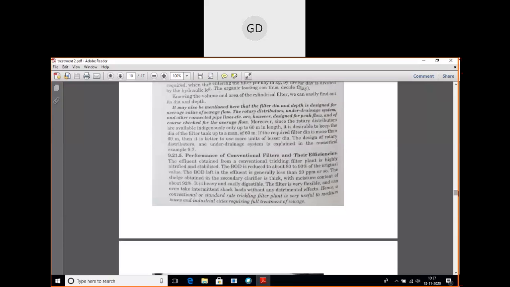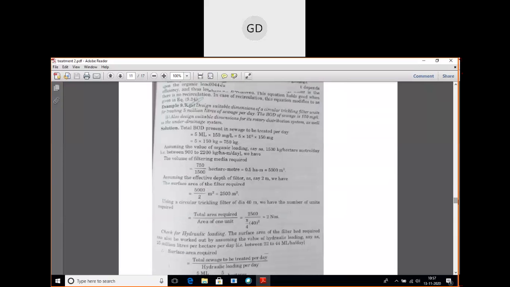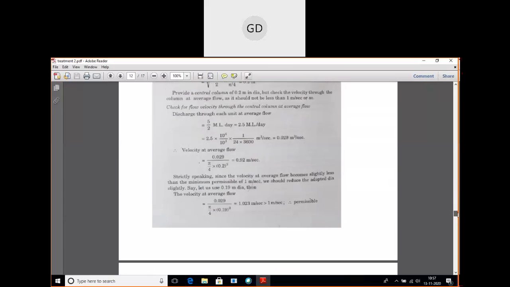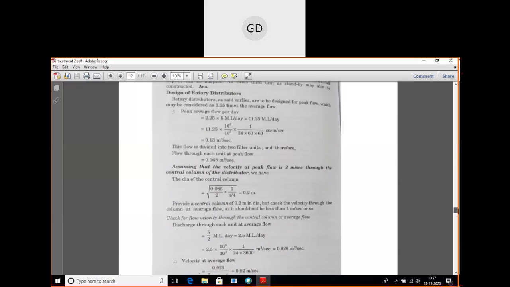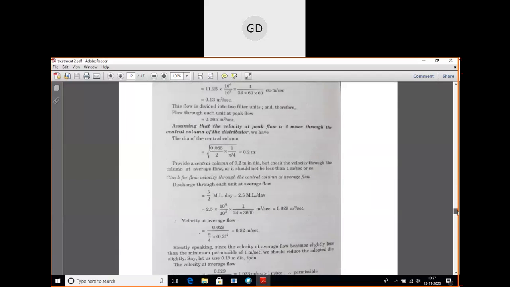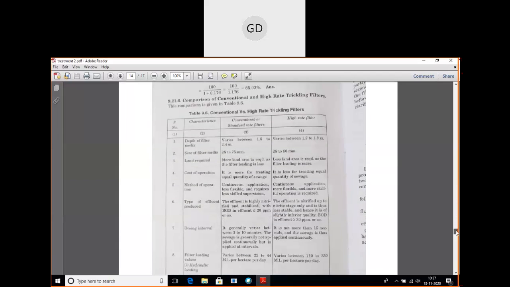In the next class, we will be designing one trickling filter. It's a bit long, so I won't start it today. And there is one more difference between conventional and high rate trickling filters. This one also you go through. Study five or six points. The easy ones you take out and write down in your copy. The difference between conventional and high rate trickling filters.